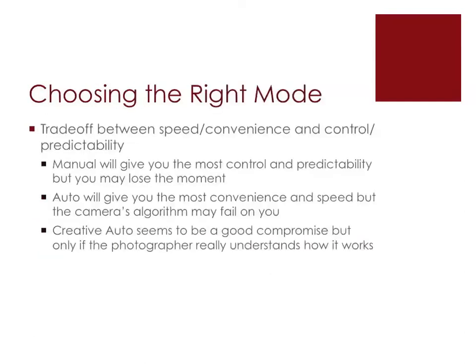Okay, so to leave off with this idea, it's always a trade-off between speed and convenience versus complete control and predictability, right? It's convenient to be in auto mode, but you're not going to be able to control what your camera gives you. Manual mode is obviously a little bit slower. So that's always the trade-off that you're going to have to make.